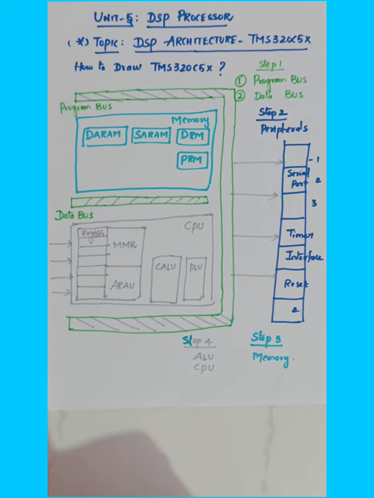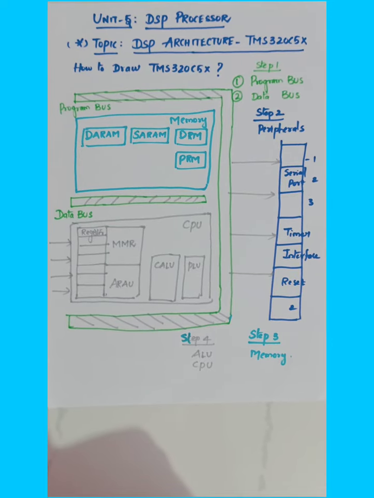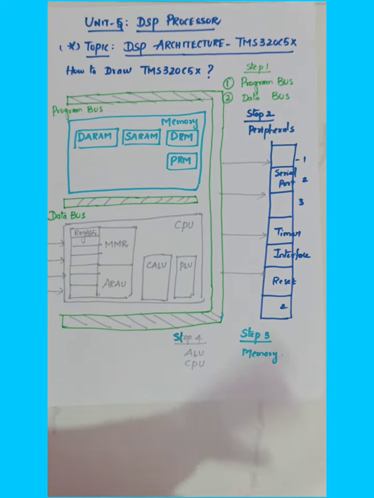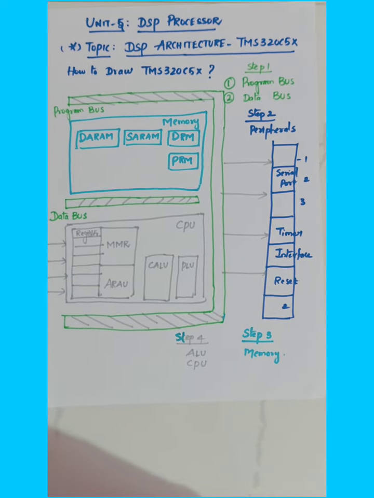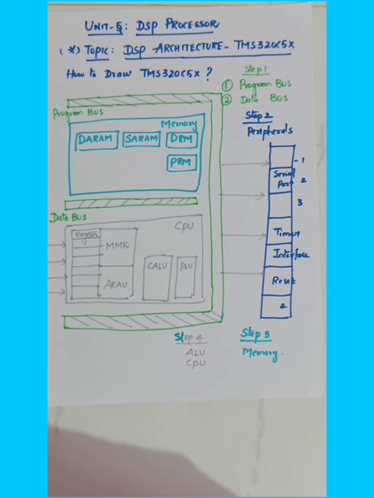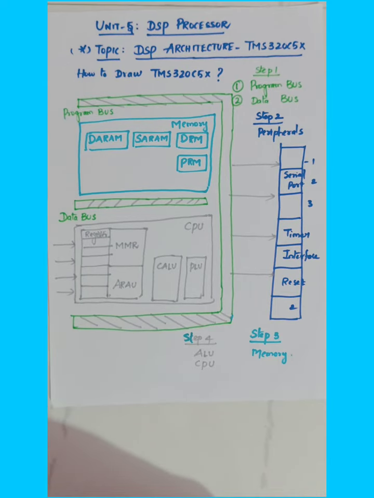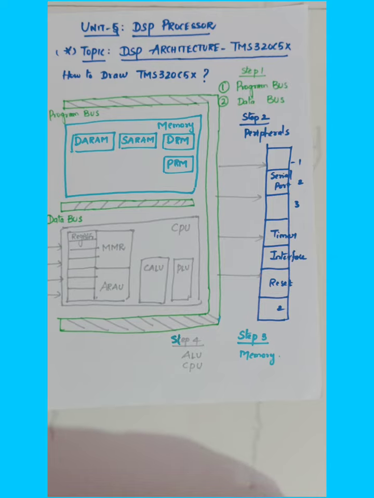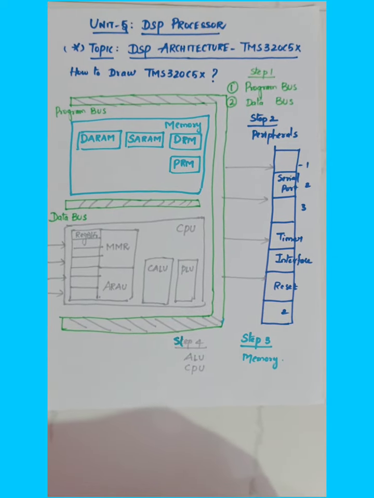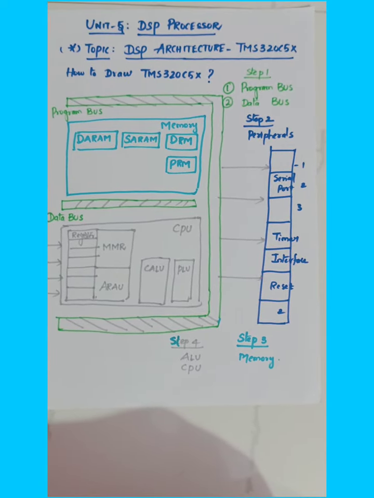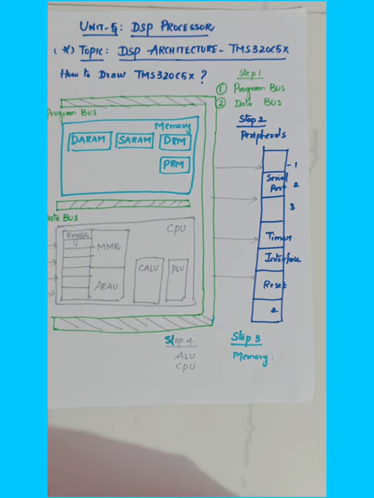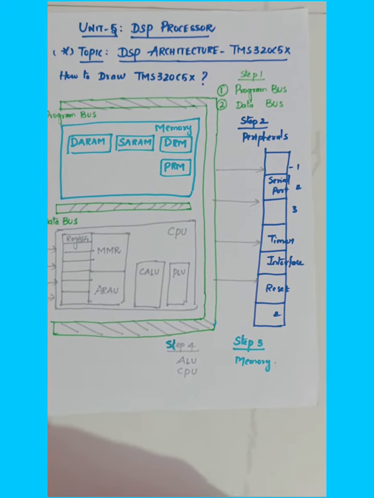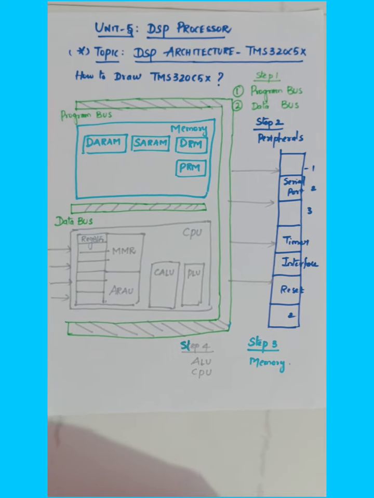Then step number 2, peripherals, which are also called on-chip peripherals. That means the kit from the system has been connected, dumped and interfaced. Through the interface, timer, resetter, serial port connector, port 1, port 2, many ports are there. That is what I mentioned on the side in the violet color sketch as peripherals: serial port 1, 2, 3, timer, interface, resetter 1 and 2.